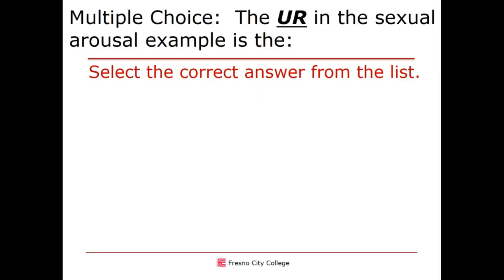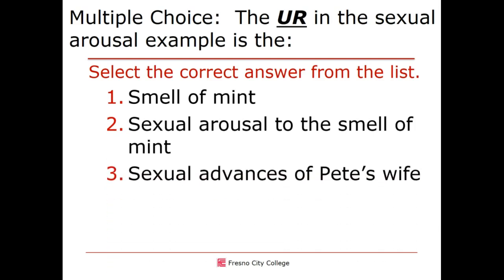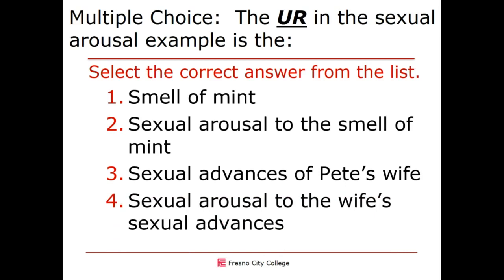Let's see how you do with a multiple choice question. The UR in the sexual arousal example is the smell of mint, sexual arousal to the smell of mint, sexual advances of Pete's wife, sexual arousal to the wife's sexual advances. Pause the video now to give yourself time to select the correct answer.